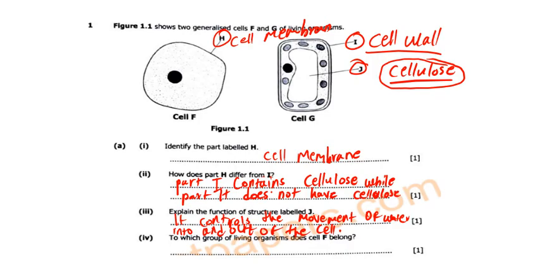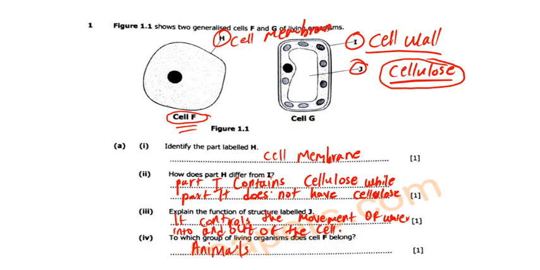Now, part 4 is saying, to which group of living organisms does cell F belong? As you can see, cell F, where does it belong? Here you can just say it belongs to animals, because this is an animal cell, as we can see. So you can just say animals like that. Then you are done for question 1.